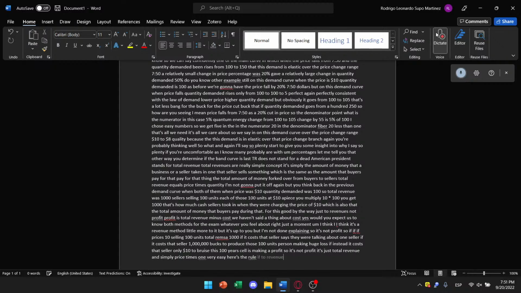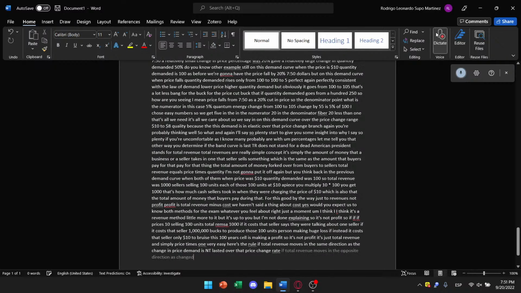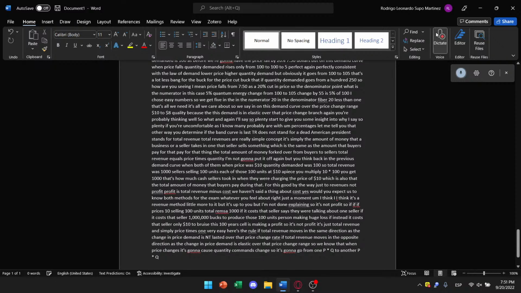Here's the rule. If total revenue moves in the same direction as the change in price, demand is inelastic over that price change range. If total revenue moves in the opposite direction as the change in price, demand is elastic over that price change range. So we know that when price changes, it's going to cause quantity demanded to change. So it's going to go from one P times Q to another P times Q. The second P times Q will always be different from the first P times Q.